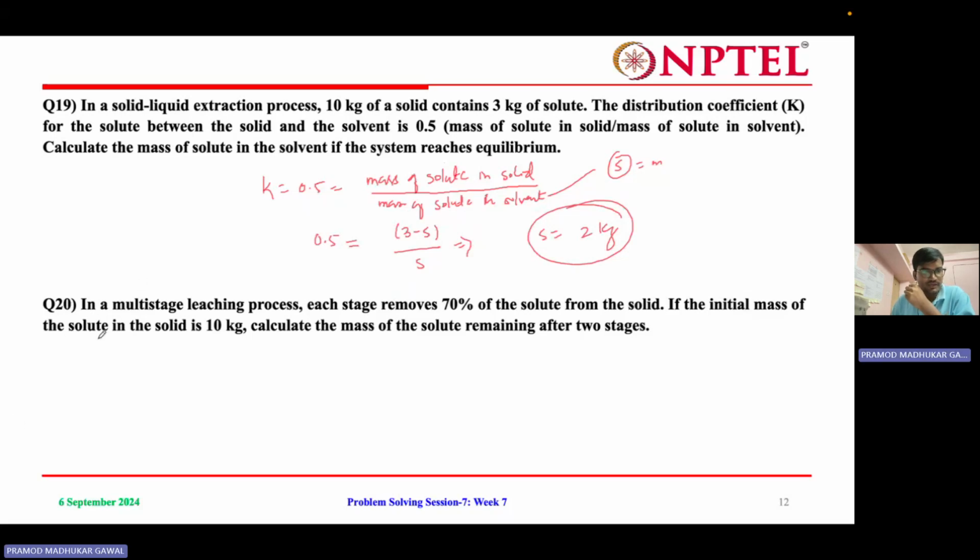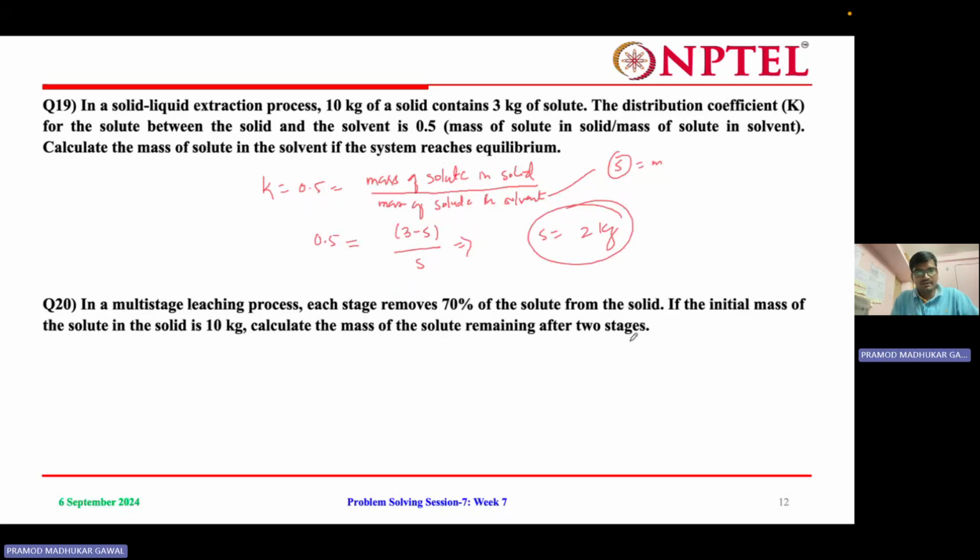Moving to question number 20. In a multi-stage leaching process, each stage removes 70% of the solute from the solid. If the initial mass of solute in the solid is 10 kg, calculate the mass of the solute remaining after the two stages.